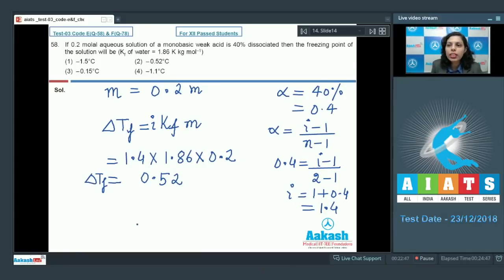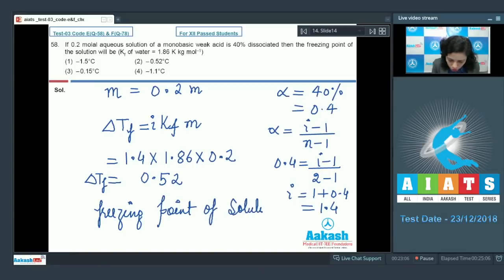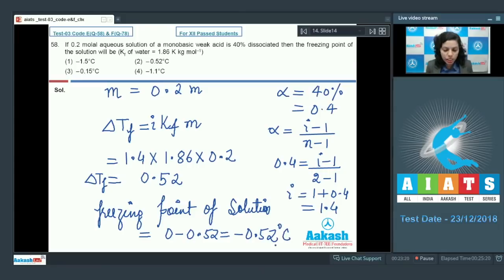Now the question is, what is the freezing point of the solution after mixing? So we know that if pure water is there, the freezing point would be 0 degrees Celsius. So definitely the freezing point of the solution would be equal to 0 minus 0.52. So it would be equal to minus 0.52. Where is it given? This is in degrees Celsius. So where is this given? It is given here in option 2. So this is my correct answer.